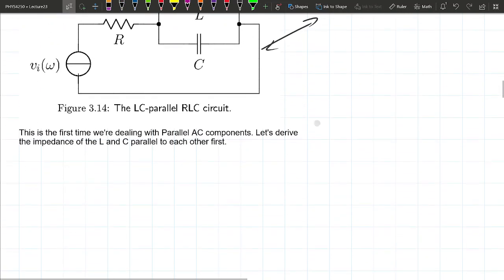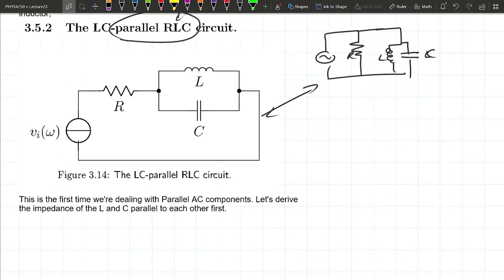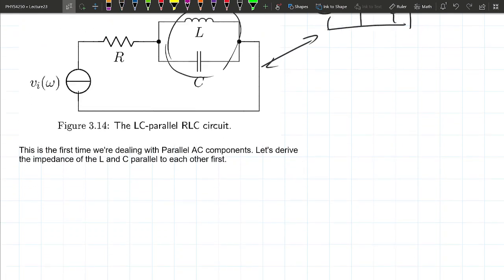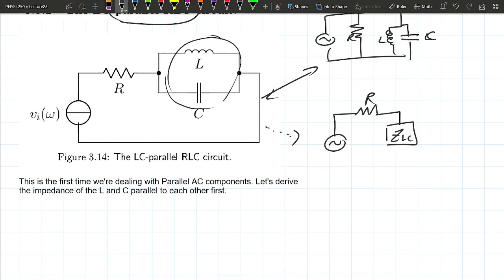All right, so how do we analyze this thing? The first thing we want to do is simplify this circuit. I want to take this whole lump here and simplify that parallel component into one. So I want to turn this circuit into one resistor and something that has an impedance of LC. The reason I'm labeling this LC is because there's an L and a C in it. I want to simplify it like that.